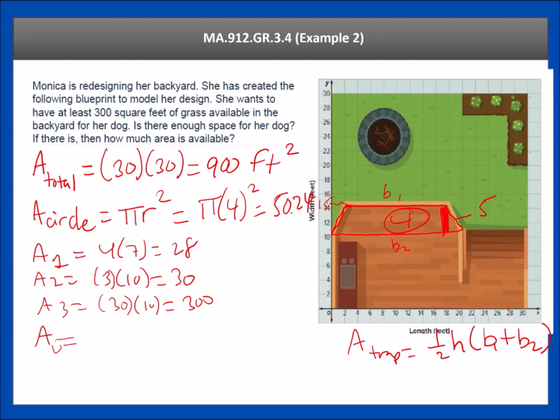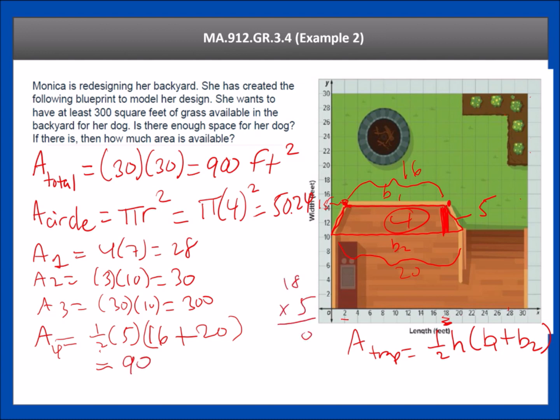All right, so area of 4 equals 1/2 times 5 times base 1. How long is base 1? This is going from here to here, so it's going from 2 to 18. So that's 16. So we got 16 plus, and then base 2 is going from 0 to about 20, so that's 20. There's your area. So we got 16 plus 20 is 36, divided by 2 is 18. 18 times 5. You could do this on the calculator. This is 90 square feet.